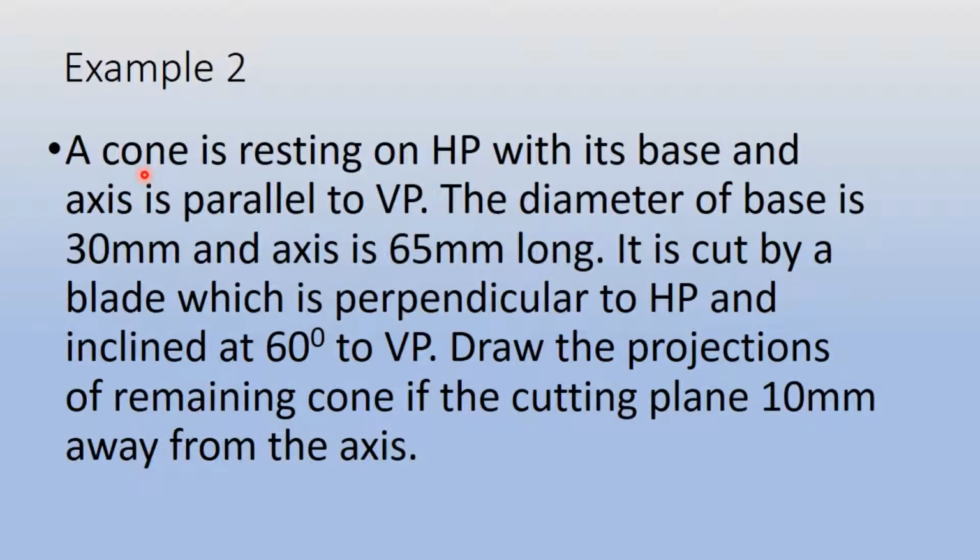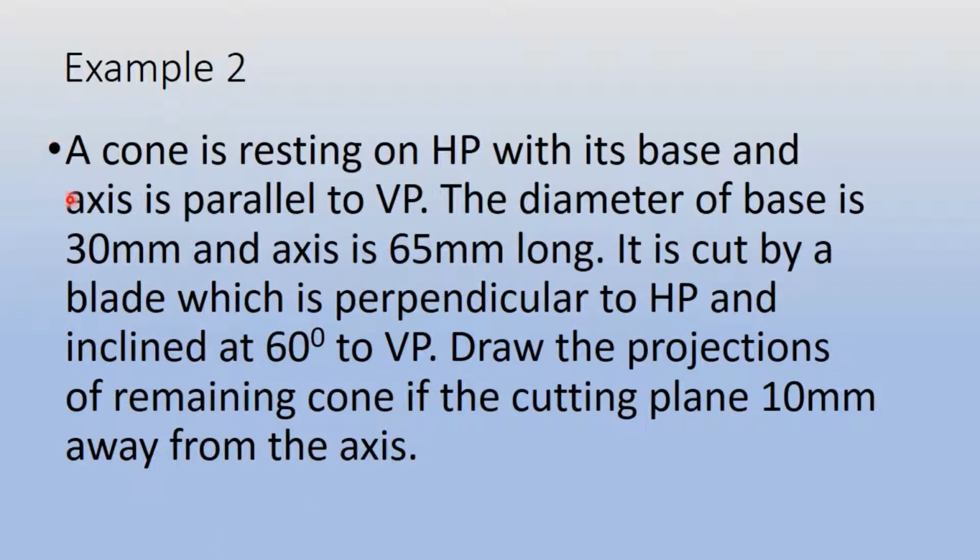Example 2. A cone is resting on HP with its base and axis parallel to VP. The diameter of base is 30 mm and axis is 65 mm long. It is cut by a blade which is perpendicular to HP and inclined at 60 degree to VP. Draw the projections of the remaining cone if the cutting plane is 10 mm away from the axis.